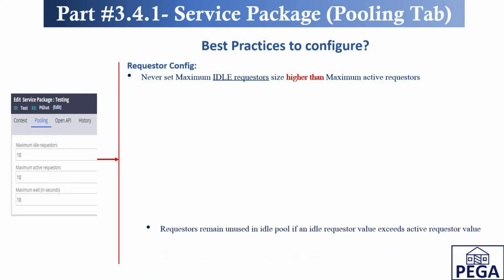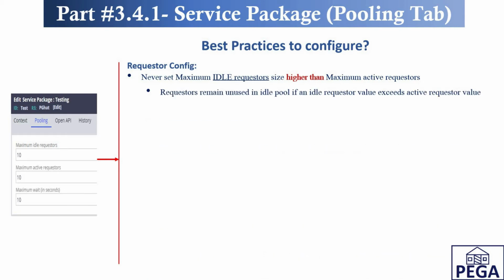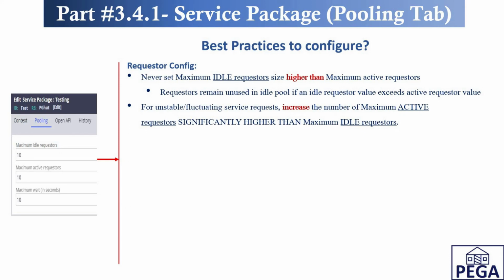So consider that way, and based on that we need to configure. Now whatever I just explained, right? Requesters remain unused in the idle pool. Like if you have 12 members in your agile team, 2 requesters are unused, right? They are not doing anything. If an idle requester value exceeds the active requester value, however, on the other hand, if you see the active requester count is more, that means you are basically getting more work, right? So that's how you're going to configure that.